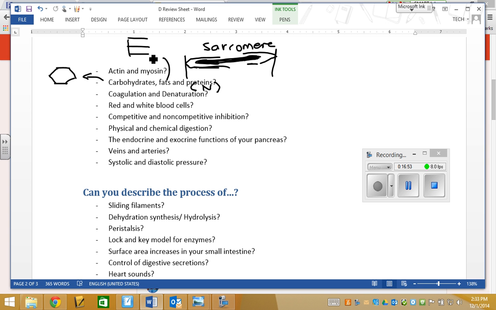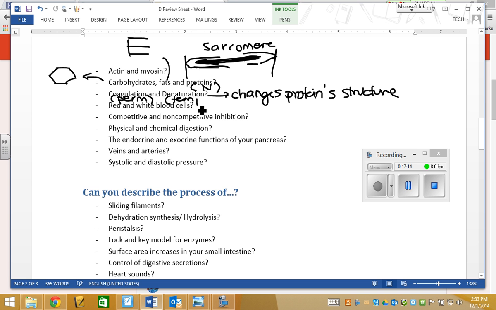Now the next point, coagulation and denaturation, those are both things that happen to proteins. This is when it changes a protein's structure. They both do that. Coagulation is permanent. Denaturation is temporary. So in your digestive system, for example, the pH changes so that sometimes one protein or enzyme will work, and sometimes another protein or enzyme will work.